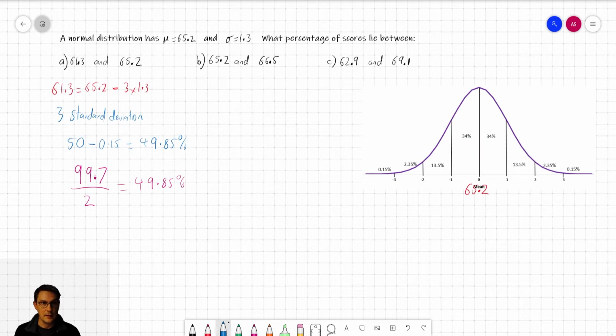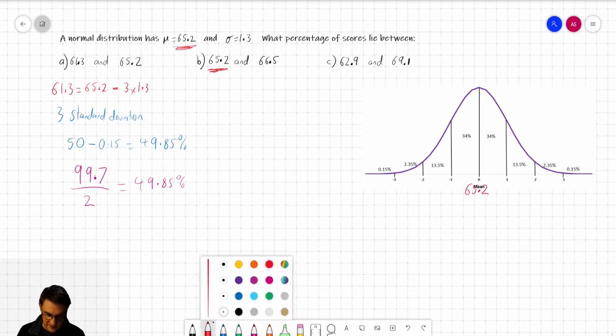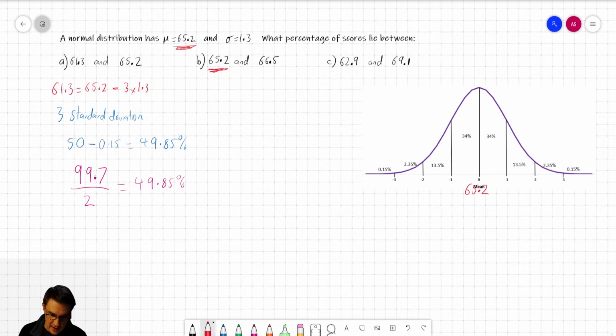Now in the second example, we've got 65.2, which is our mean, so that's one of the values we're using again, and 66.5. One of the things we want to do is think about this and what it is going to look like. That 66.5 is going to be equal to 65.2 plus 1 of the standard deviations of 1.3.